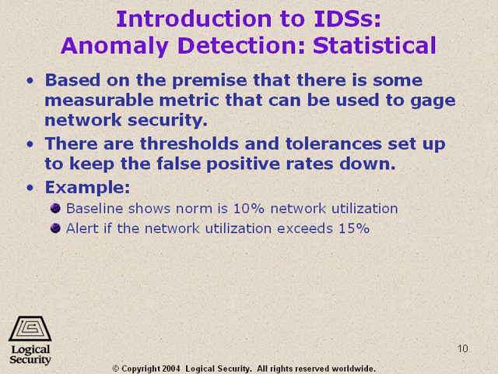Statistical, based on the premise that there is some measurable metric that can be used to gauge network security. There are thresholds and tolerances set up to keep the false positive rates down, but still it's difficult to keep them completely off. The baseline shows, for this particular example, about 10% network utilization, and all of a sudden there's 15, so we're going to send an alert.